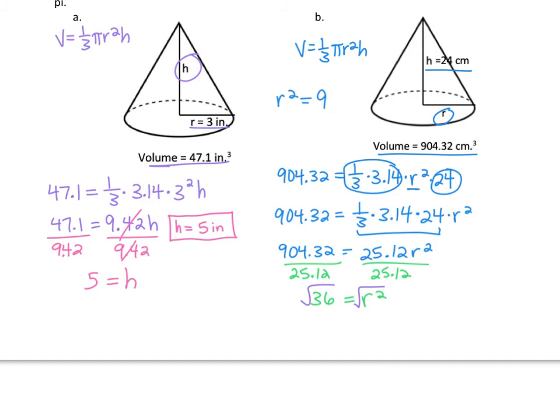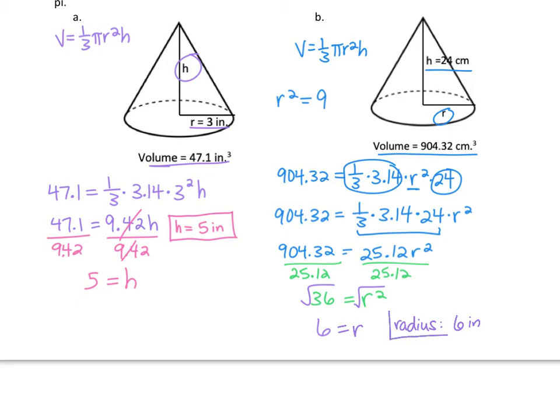Now, technically, there's two answers, positive and negative 6. But since we're talking about a real-world situation and we're talking about measurements, measurements can't be negative. So we know that the answer is just going to be a positive 6 only. So the radius is positive 6. So the radius is 6 inches.